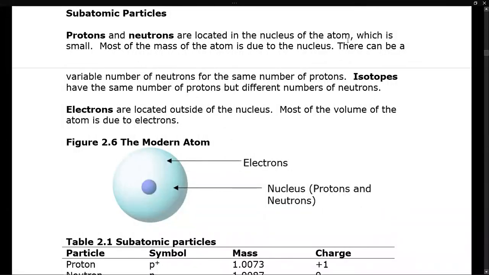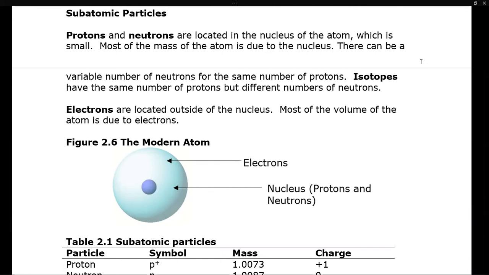All right, next we'll talk about subatomic particles. We mentioned them in the last presentation. So protons and neutrons are located in the nucleus of the atom, which is small, and most of the mass of the atom is due to the nucleus. There can be a variable number of neutrons for the same number of protons. That's where isotopes come in.